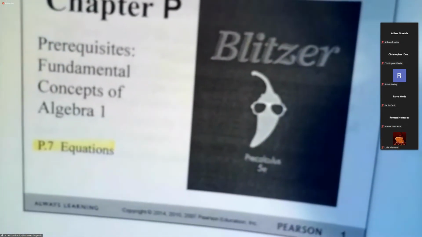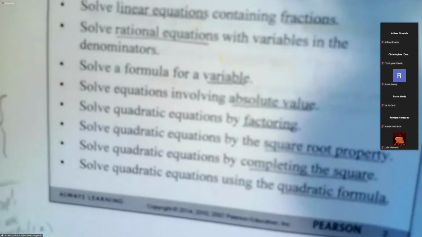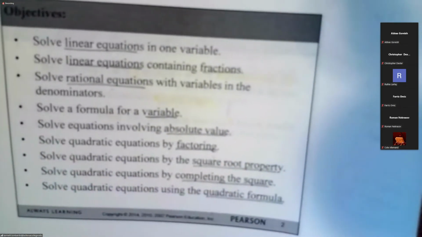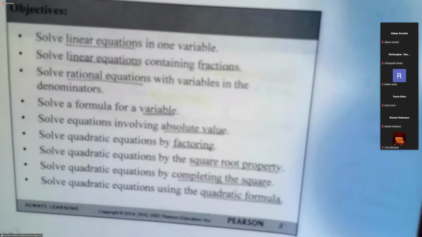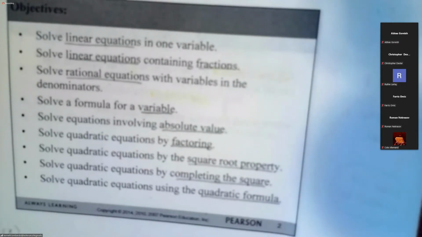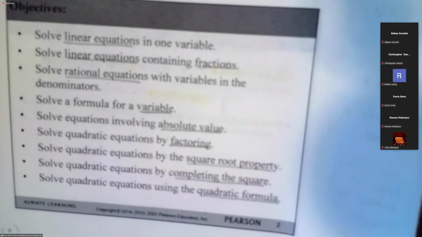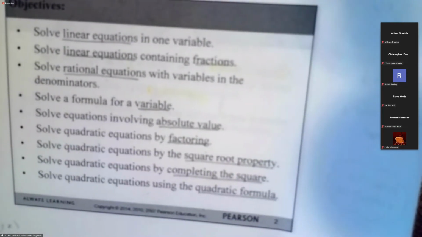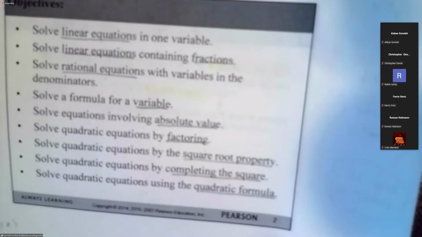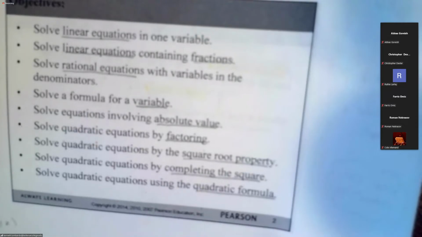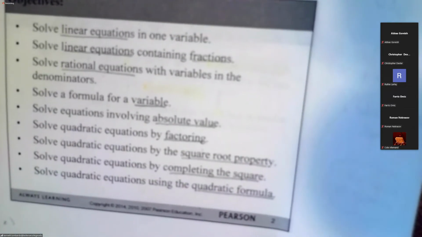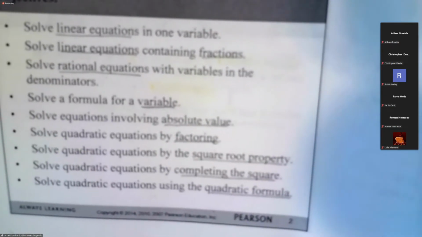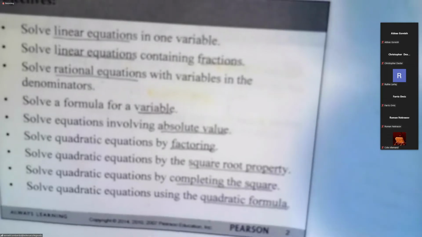Okay, P.7 talks about equations. And we want to be able to solve linear equations in one variable, and we might want to do it with equations containing fractions or rational equations with variables in the denominator. Solve for a variable. We might want to have an absolute value. We might want to solve quadratics by factoring, by square root property, and by completing the square. That's another one that we want to make sure we're aware of. And then solving by the quadratic formula. And we'll see if we all remember what the quadratic formula is all about. Okay, we have a little over a half hour to go here. We'll stop at 5:10.